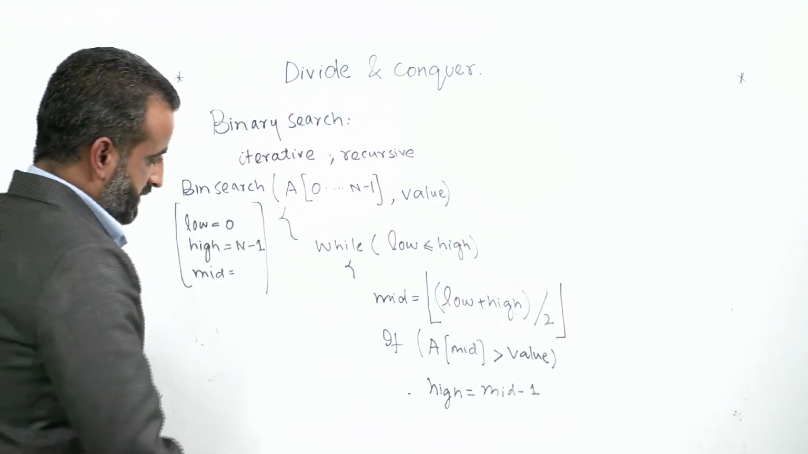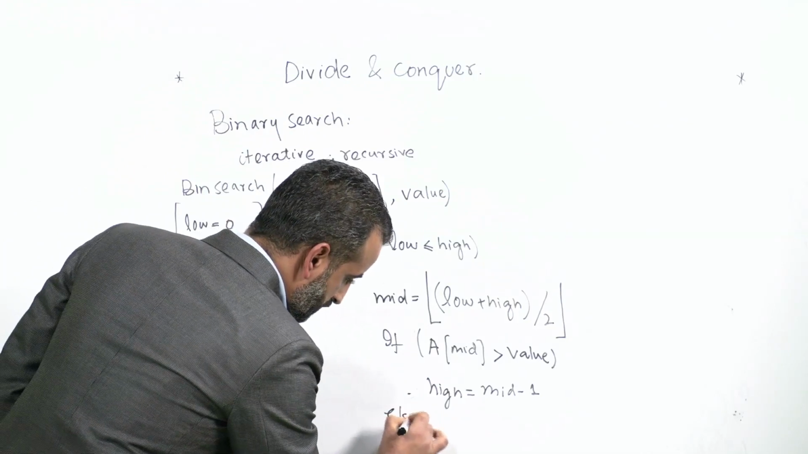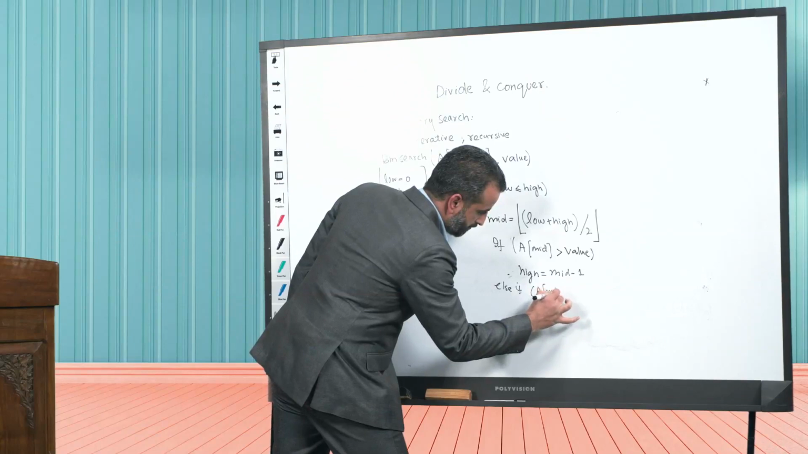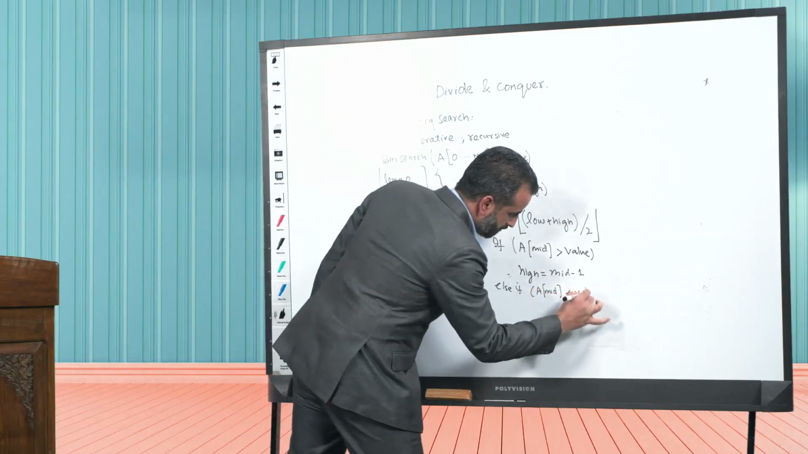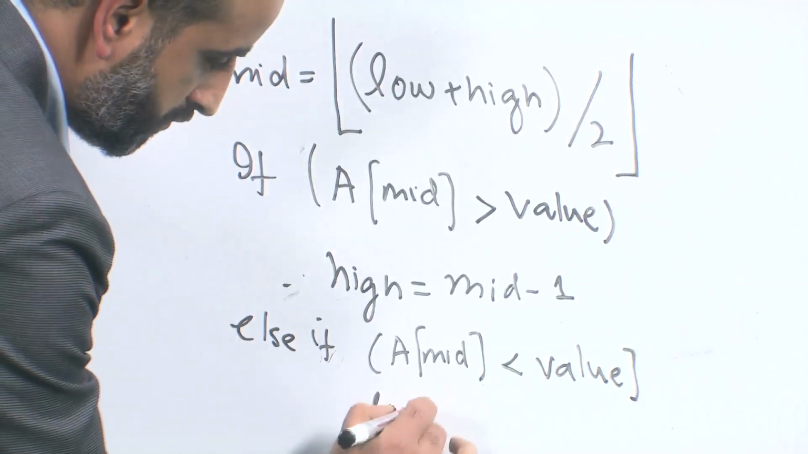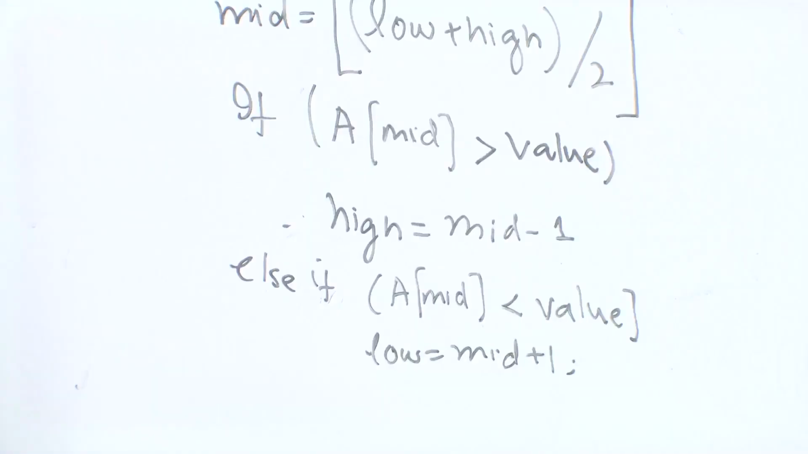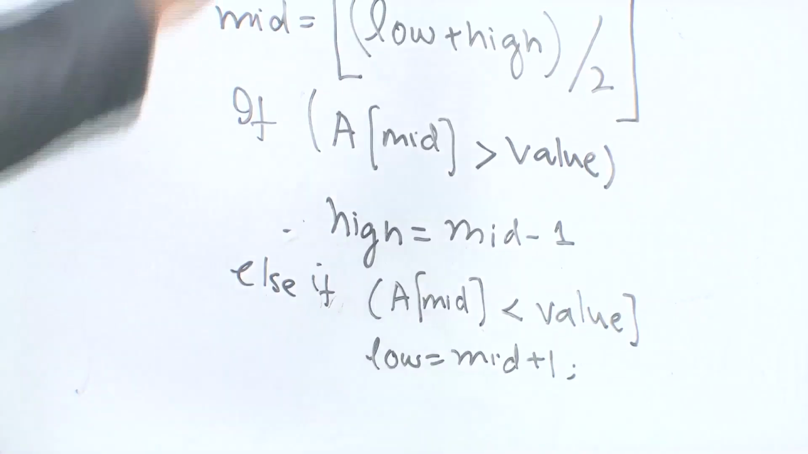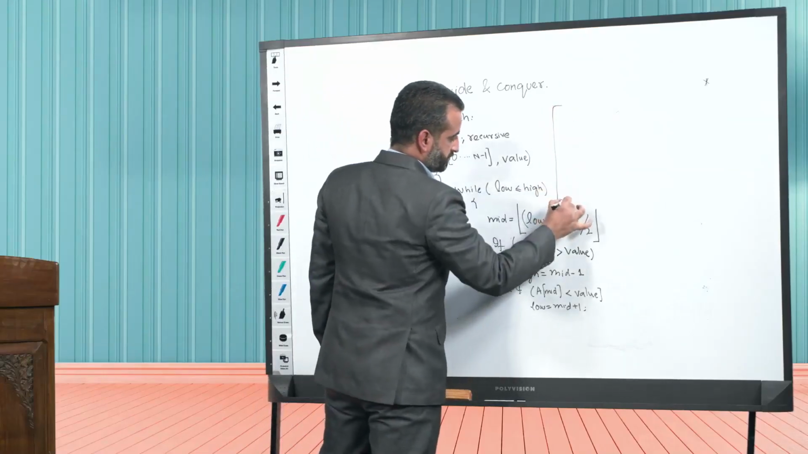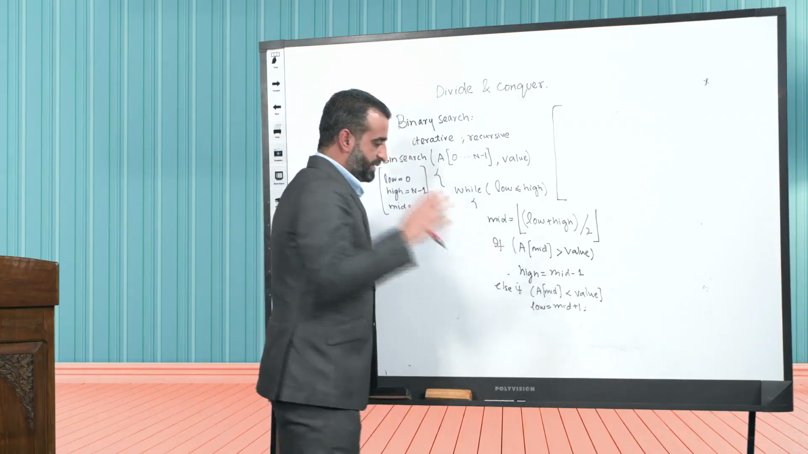And in case my A of mid is less than the value, then I will reset my low to mid plus 1. I just need to use the space in this case. I'll be continuing from here. So I've basically checked for both the conditions.